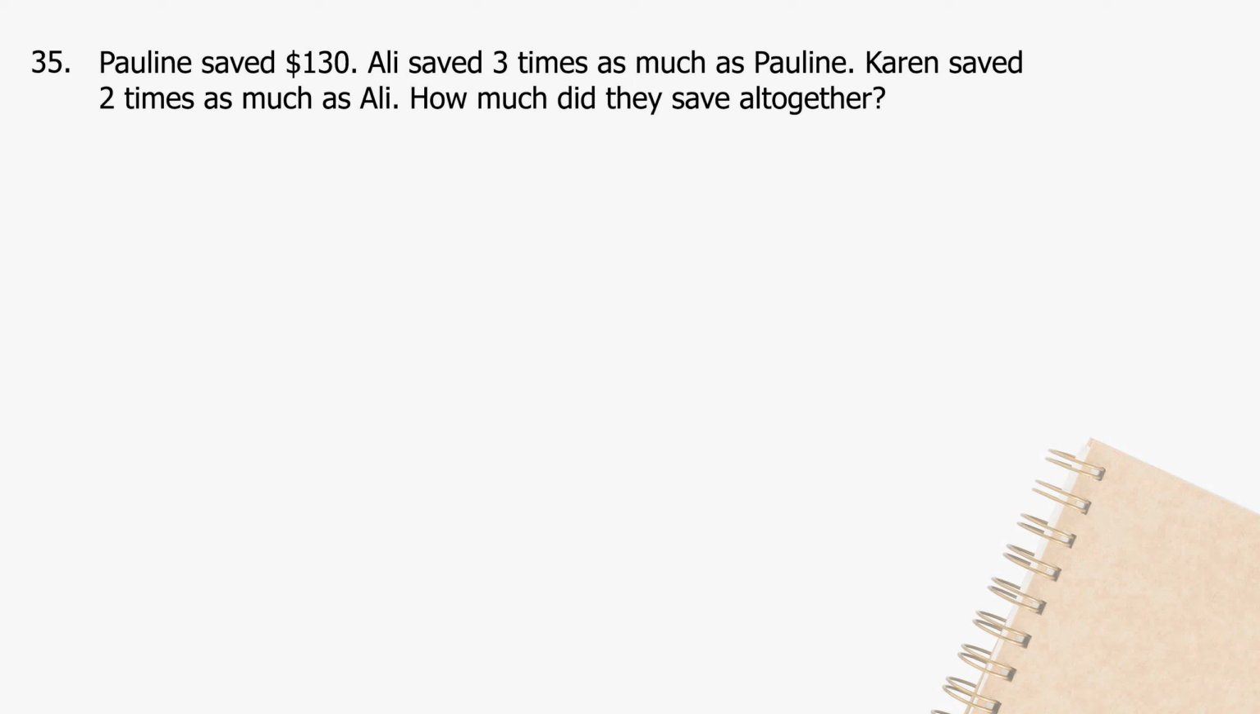Question 35. Pauline saved $130. Ali saved 3 times as much as Pauline. Karen saved 2 times as much as Ali. How much did they save altogether?